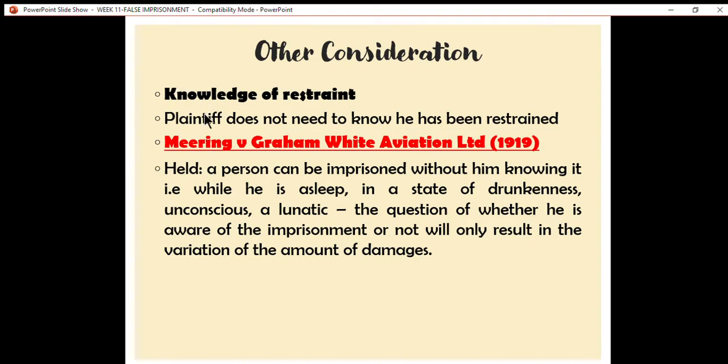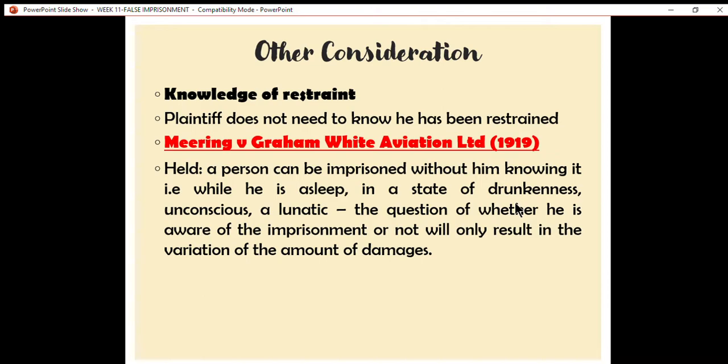The answer is a plaintiff does not need to know he has been restrained because, as discussed in the case of Murray v Ministry of Defence, a person can be imprisoned without him knowing it. For example, while he is asleep, in a state of drunkenness, unconscious, or a lunatic. Lunatic means gila, unsound mind.